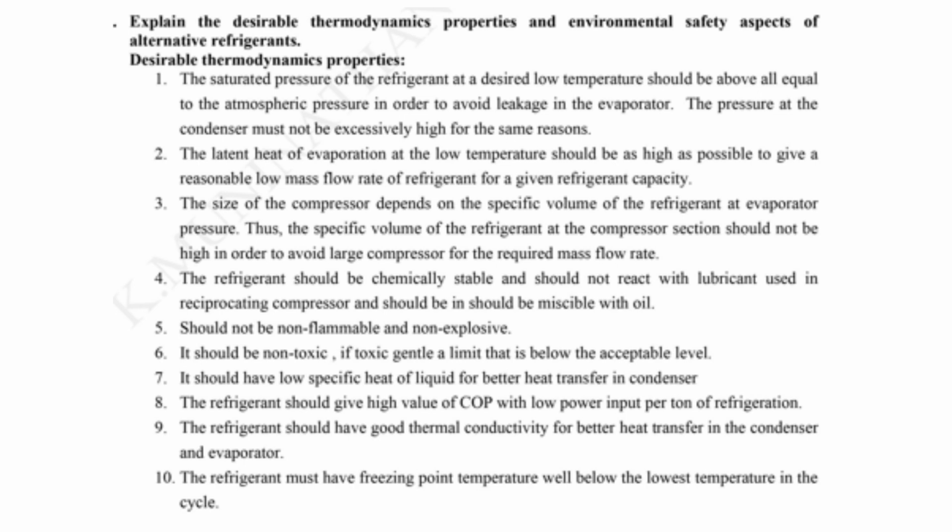The latent heat of evaporation at the low temperature should be as high as possible to give a reasonably low mass flow rate of refrigerant for a given refrigeration capacity. The size of the compressor depends on the specific volume of the refrigerant at evaporator pressure. Thus, the specific volume of the refrigerant at the compressor section should not be high, in order to avoid a large compressor for the required mass flow rate.